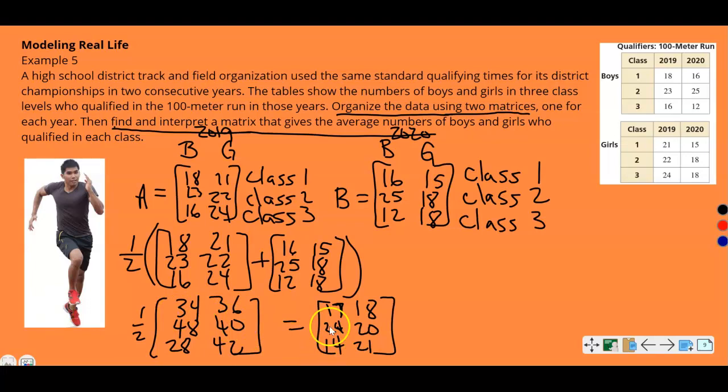All right, so this is the number of boys and girls who qualified in class 1, class 2, and class 3. If you want to label those, we can do that. You can say that there are 17 boys and 18 girls in class 1 that qualified. There are 24 boys and 20 girls in class 2 that qualified, and 14 boys and 21 girls in class 3 that qualified in the 100-meter dash.